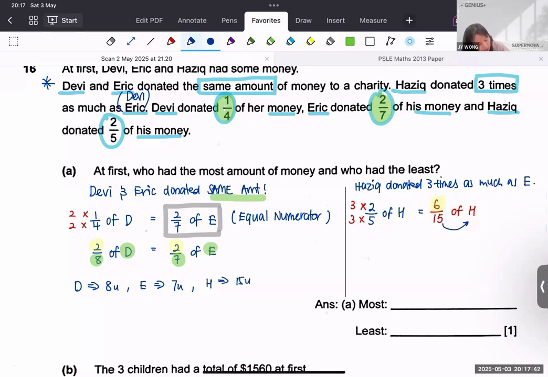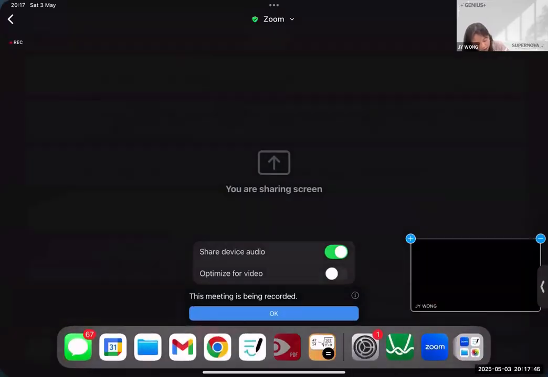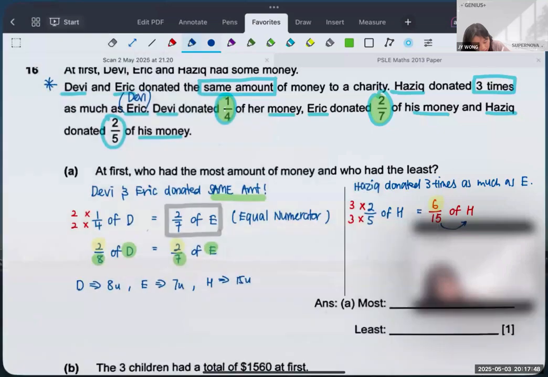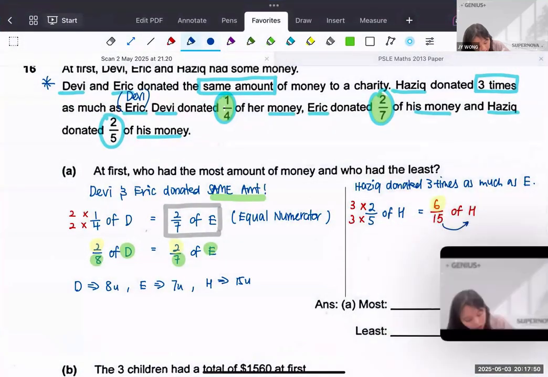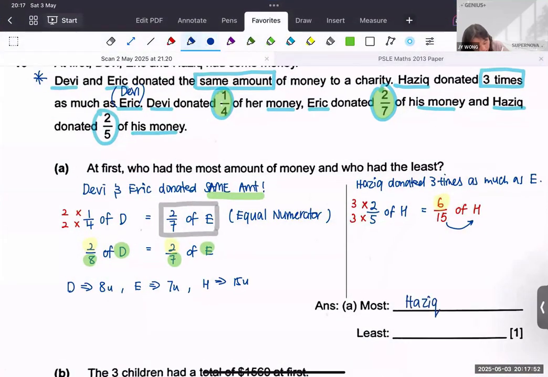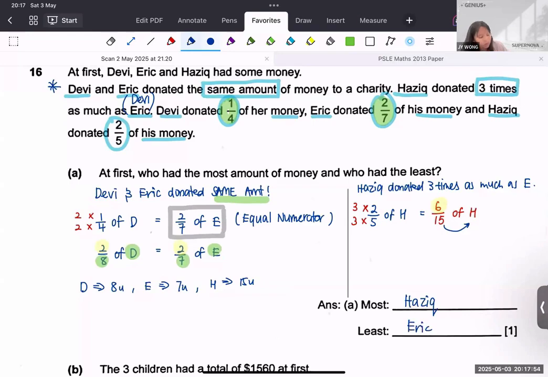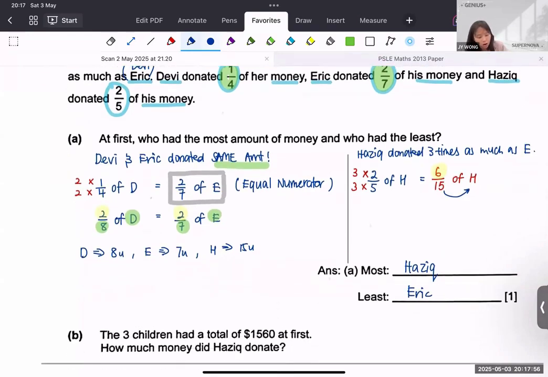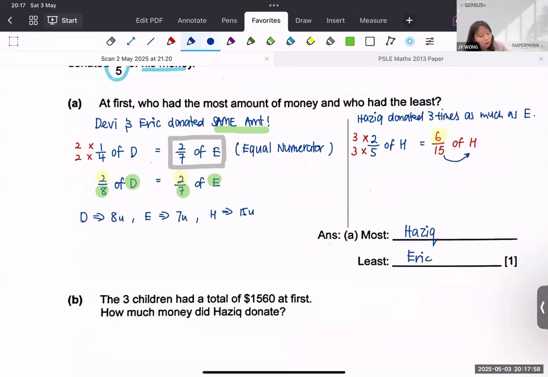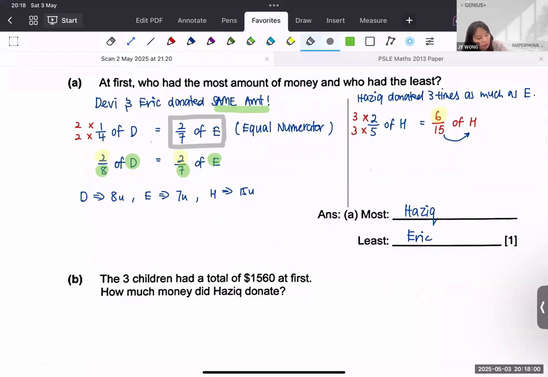So can we compare who has the most? Of course, Haziq will have the most. Let me write down. And then the least will be Eric. That will give you 1 mark. Now, with the information that you have right here, it's so useful.